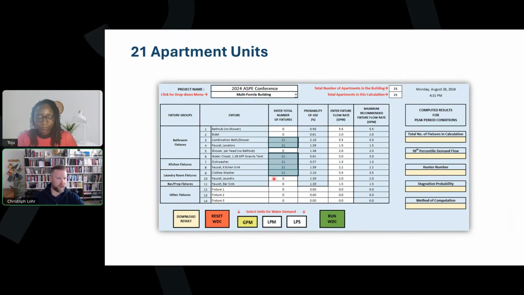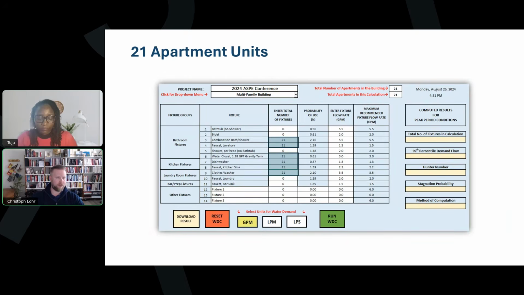Then we're going to fill that down here, the 21 combination bathtub showers, 21 faucet lavatories, and so forth for each one of those units. So again, these numbers coincide with that 21 total. And each of these apartment units is a 1-bathroom apartment unit.